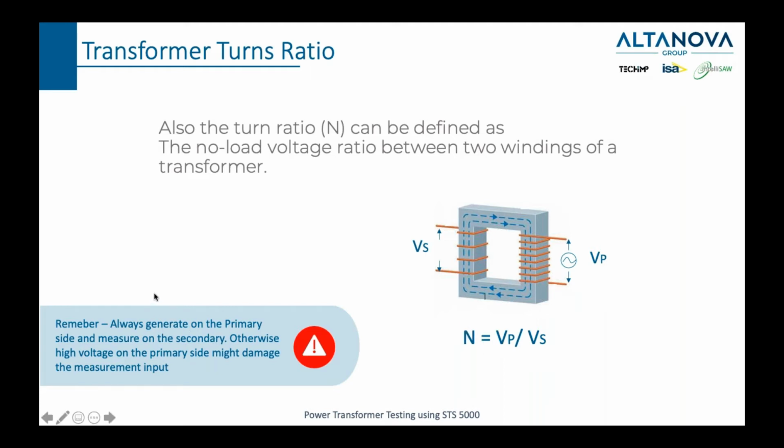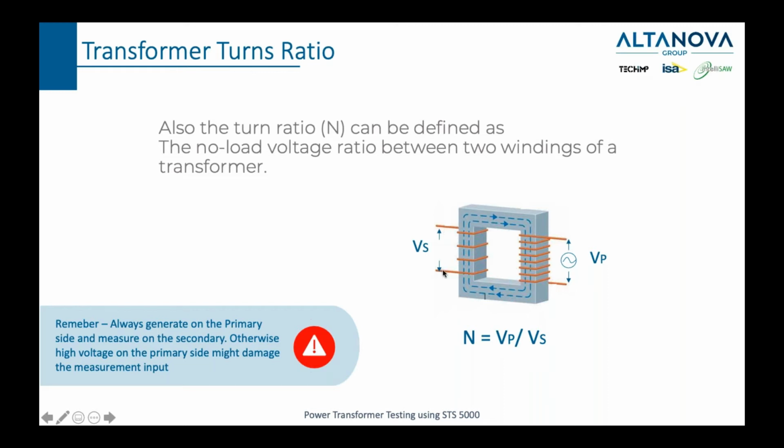Now, let us remember one important thing. When doing this test, always generate on the primary side and measure on the secondary. Otherwise, high voltage on the primary side might damage the measurement input. Why is this important to say? If I have a 100 to 10 transformer and I generate, let's say, 100 volts here, I will measure 10 volts here. But if I generate 100 volts here, I will measure 1000 volts here.